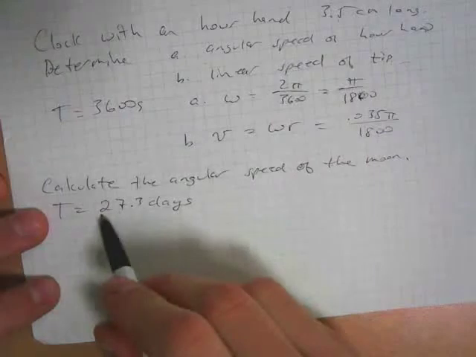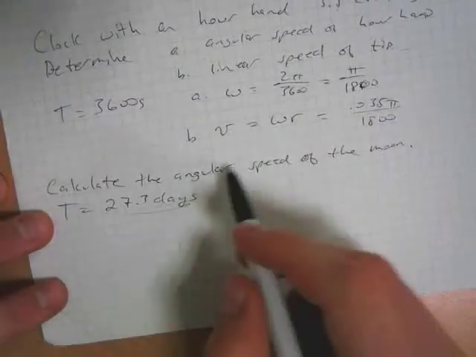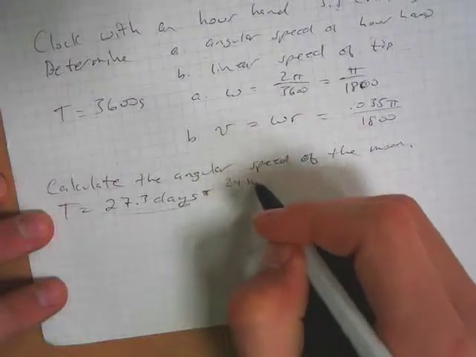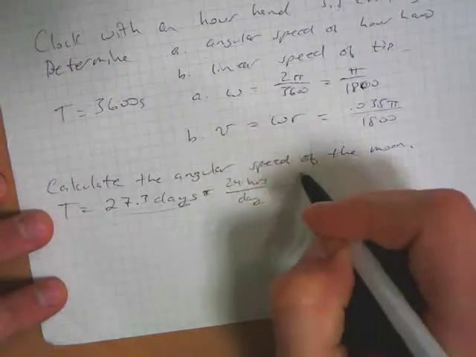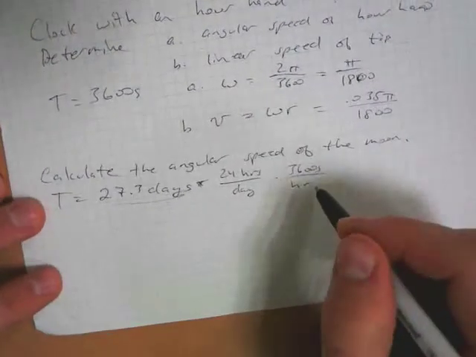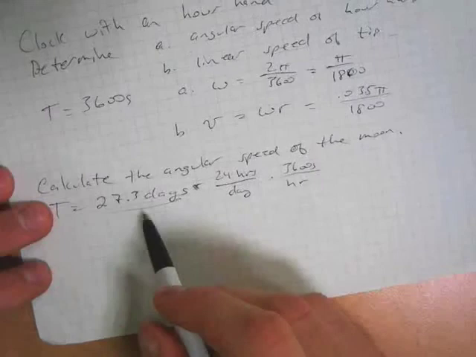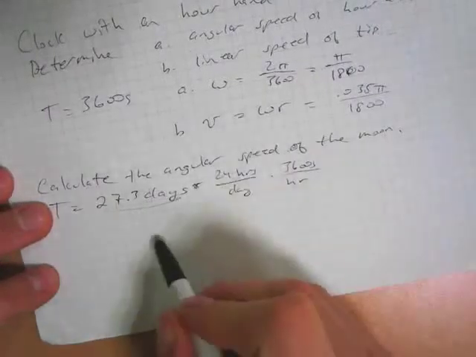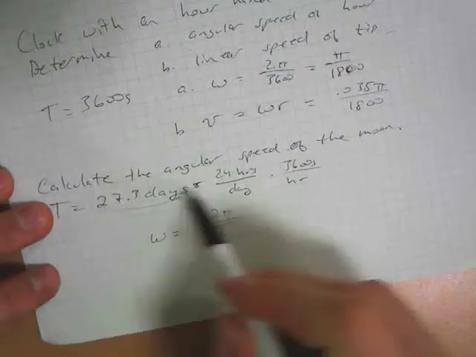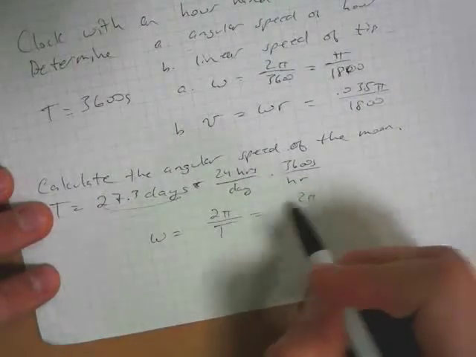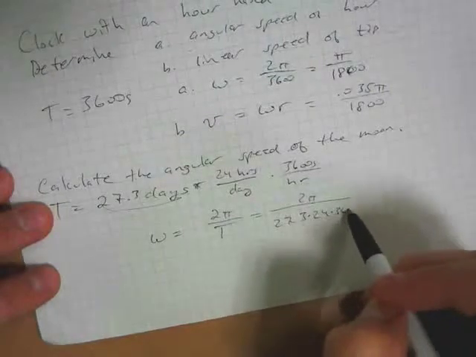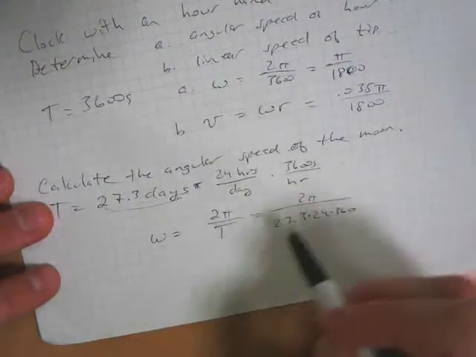Anyway, so the angular speed, the period is 27.3 days. Well, there are 24 hours in a day and 3,600 seconds in an hour. So that's our period. And so then the angular speed is just 2 pi over the period. So it's 2 pi over 27.3 times 24 times 3,600, and we can punch that in and get a number.